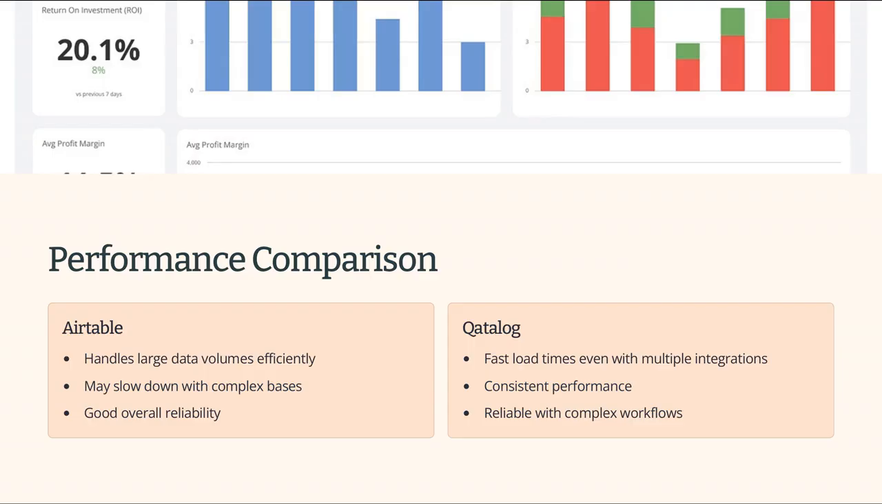Both Airtable and Catalog perform well in terms of speed and reliability. Airtable handles large amounts of data without lag, and Catalog maintains fast load times even with multiple integrations. However, some users report that Airtable slows down as the complexity of the base increases.